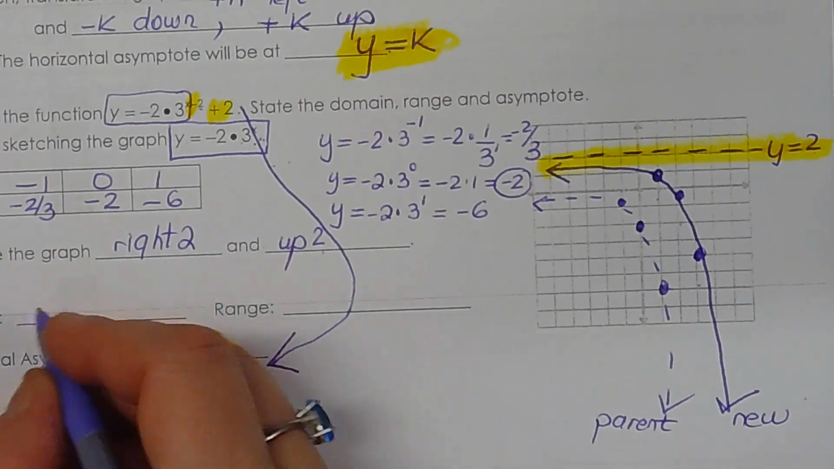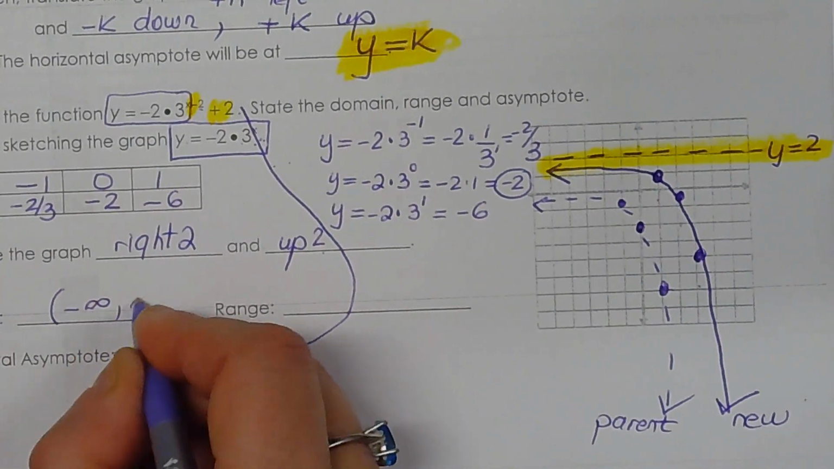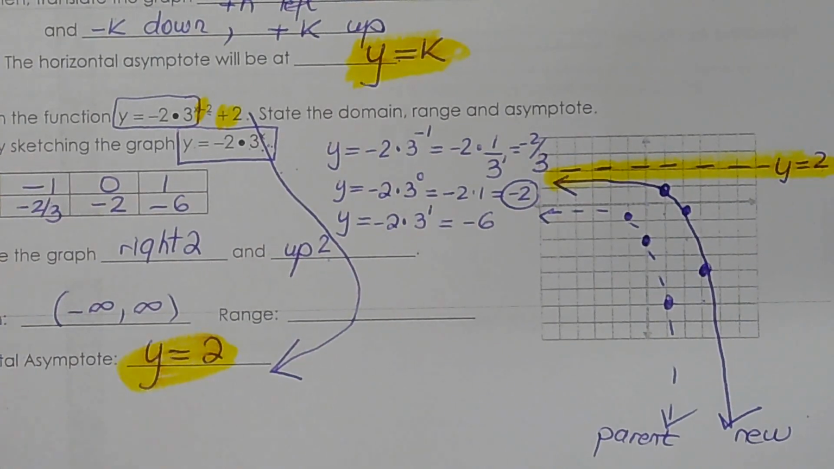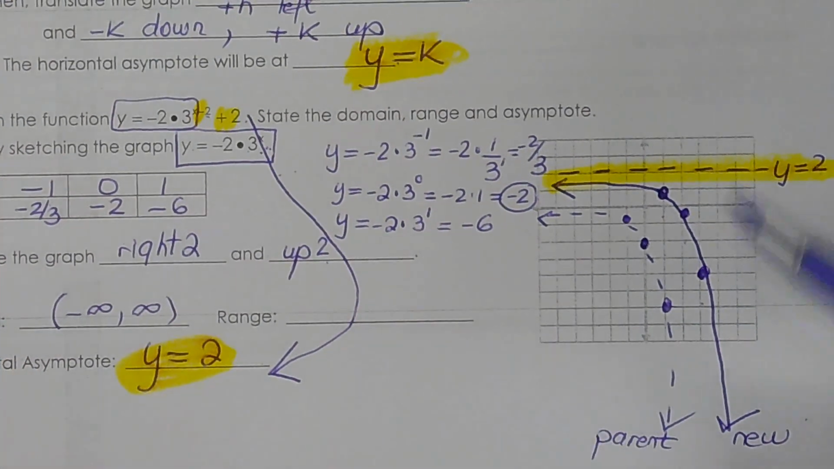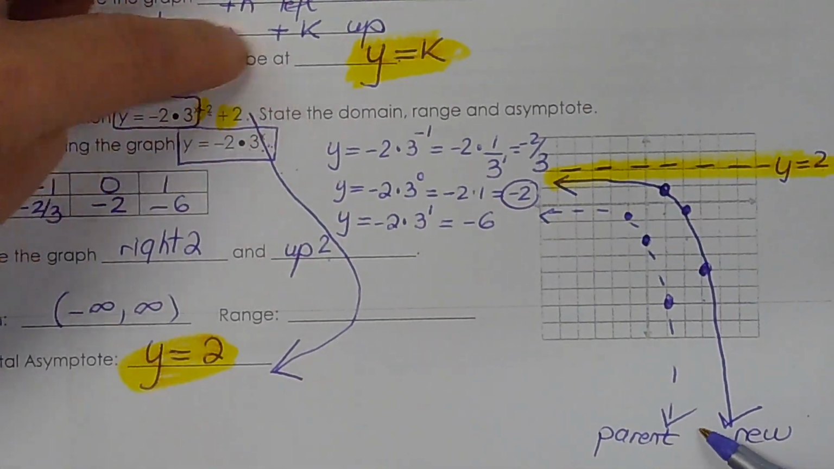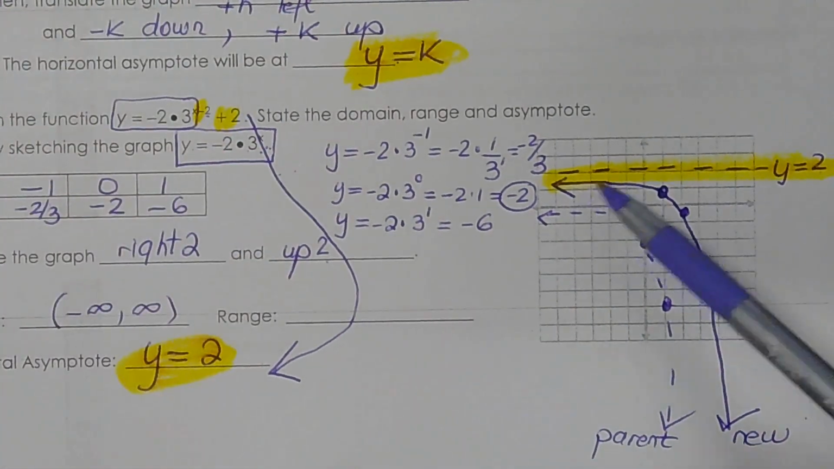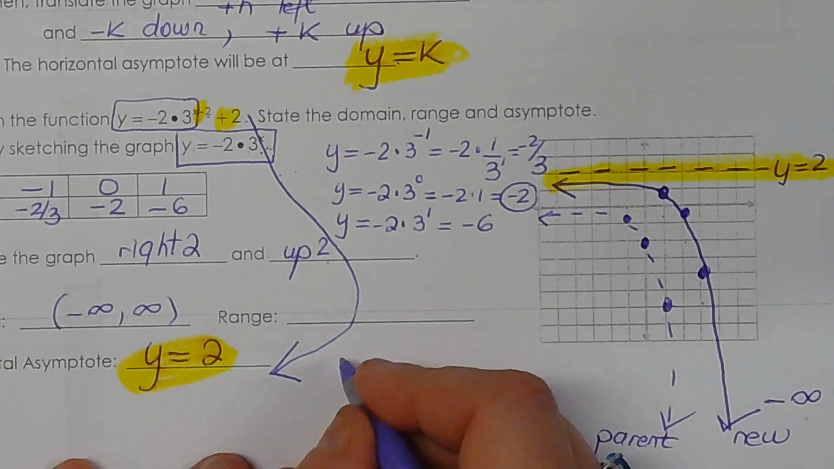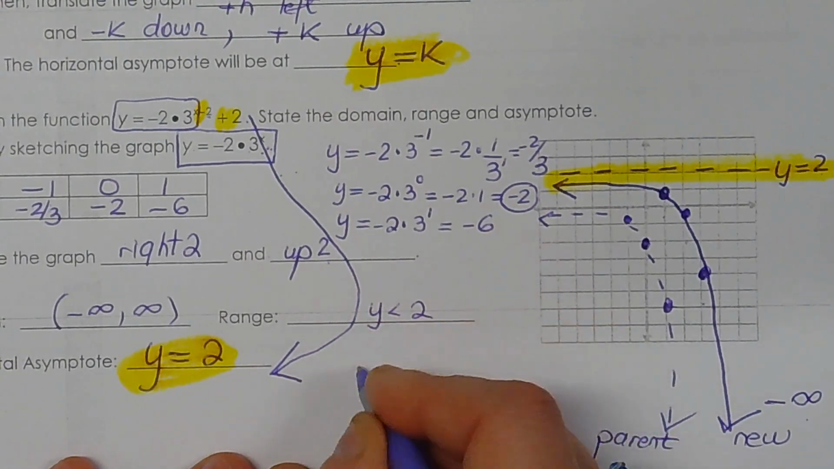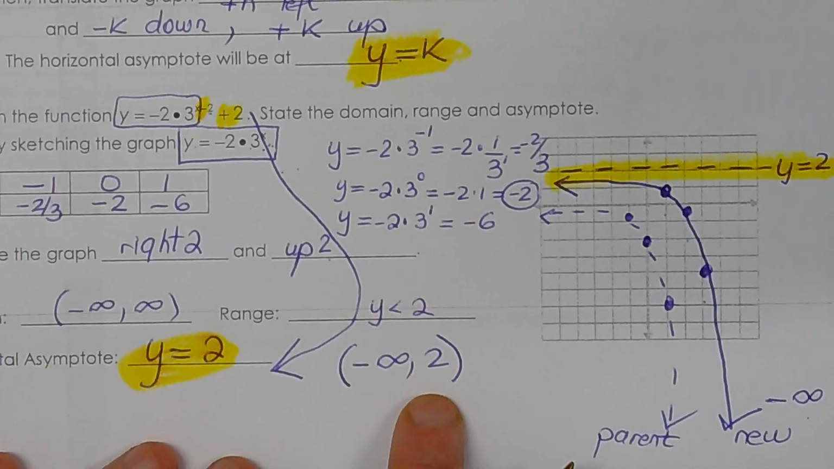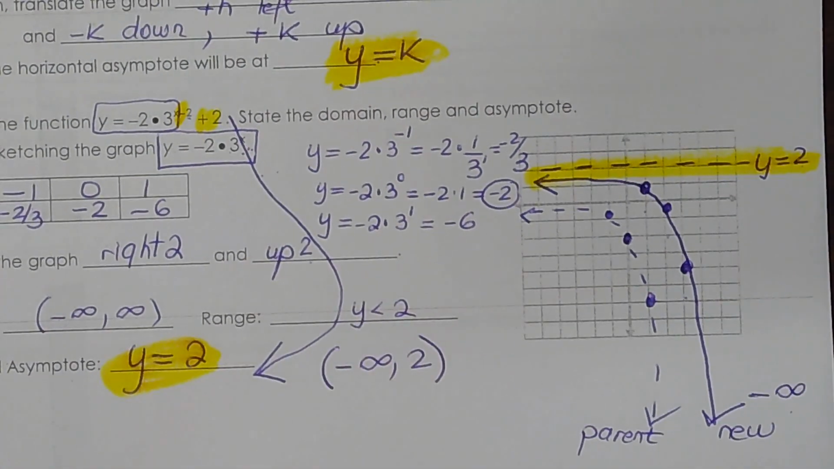The domain for exponential functions is always negative infinity to infinity. We always pick negative 1, 0, 1, and such. And now the range here, we're talking about the domain and range of the new function, this one here. Now the parent. This one is y is less than 2, or from negative infinity to 2. Y is less than 2, or negative infinity to 2. Negative goes first on a number line before 2. Any questions before I flip?